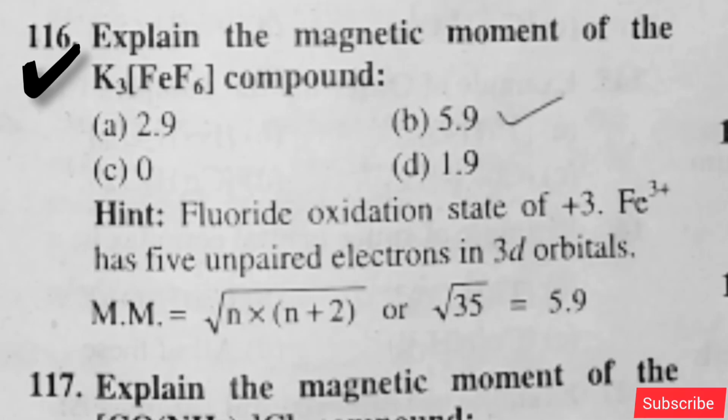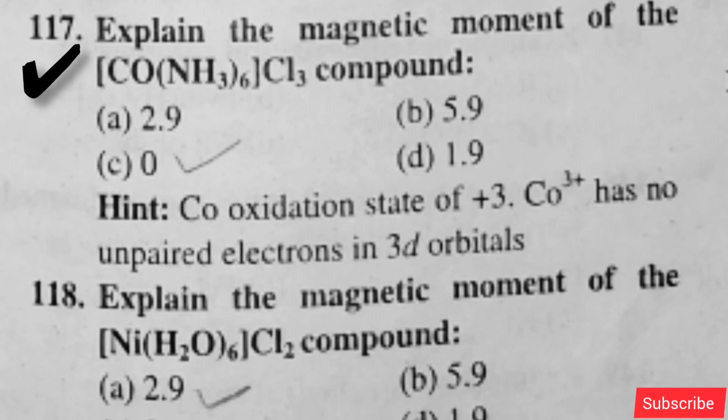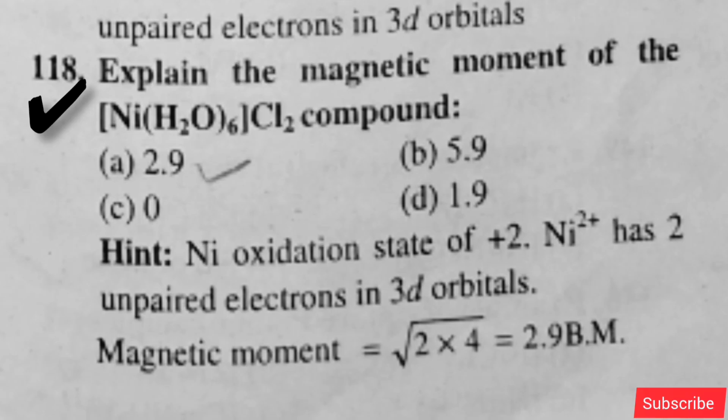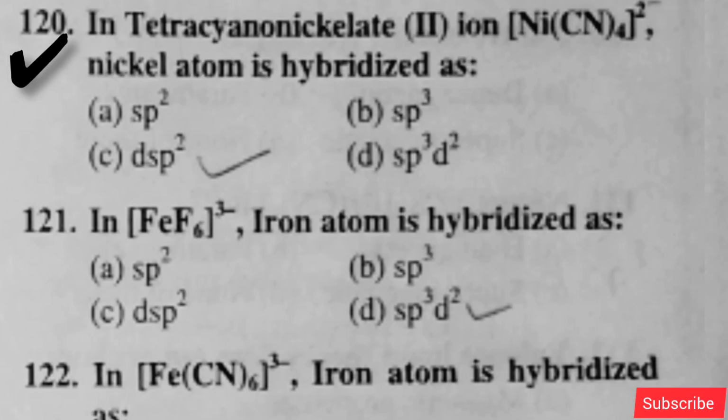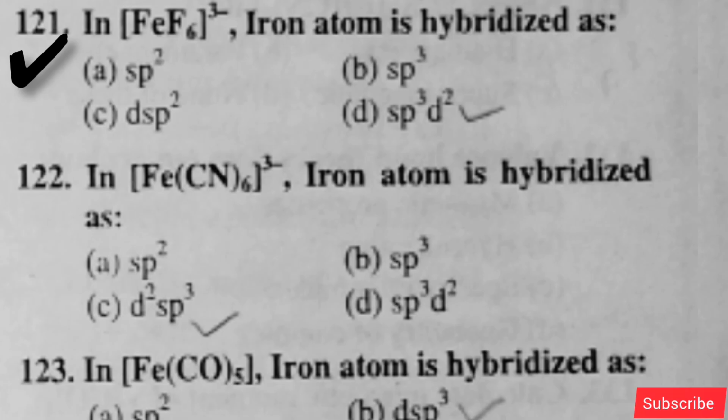Explain the magnetic moment of this complex compound, option D is right. Explain the magnetic moment of this compound, option C is right. Option A is right. Option B is right. In tetracyanonickelate(II) ion, nickel atom is hybridized as, option C is right. In this complex iron atom is hybridized as, option D is right.